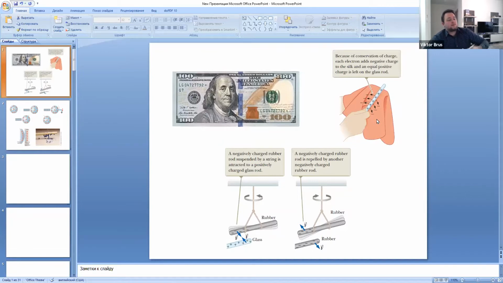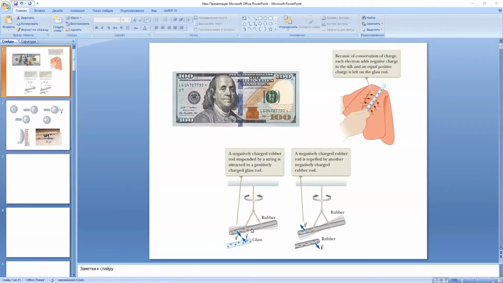And by doing quite simple experiments, which can be shown here, by the way, do you see my screen now? Yes. Yes, we see.